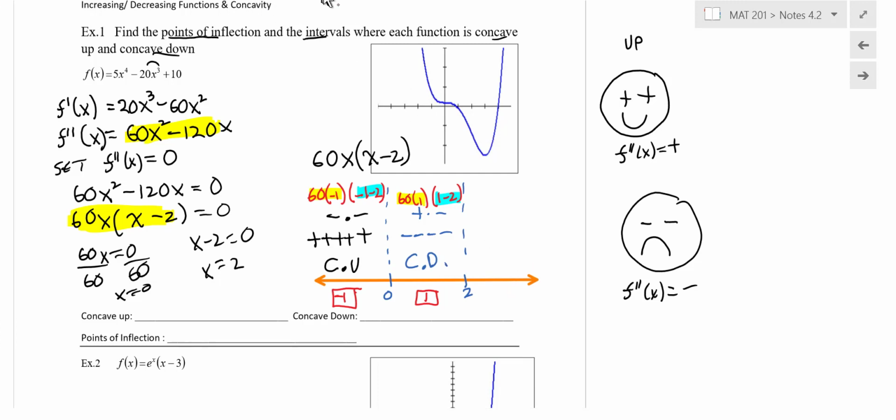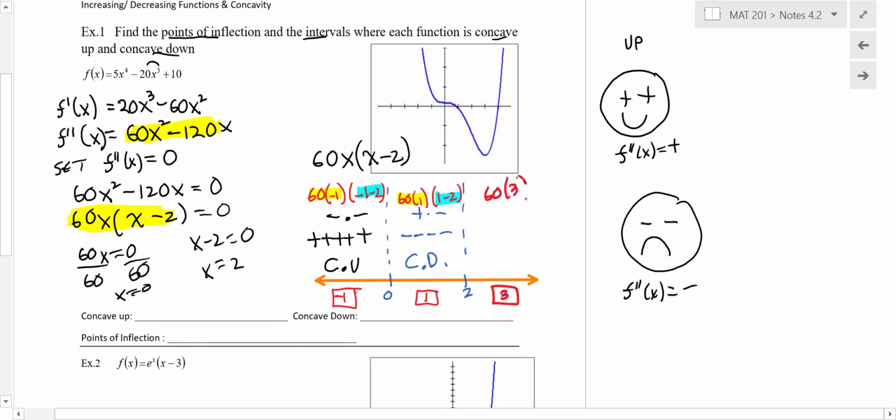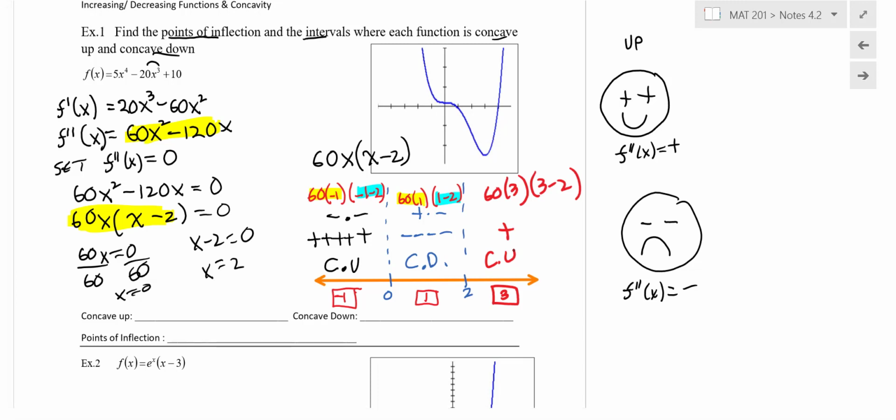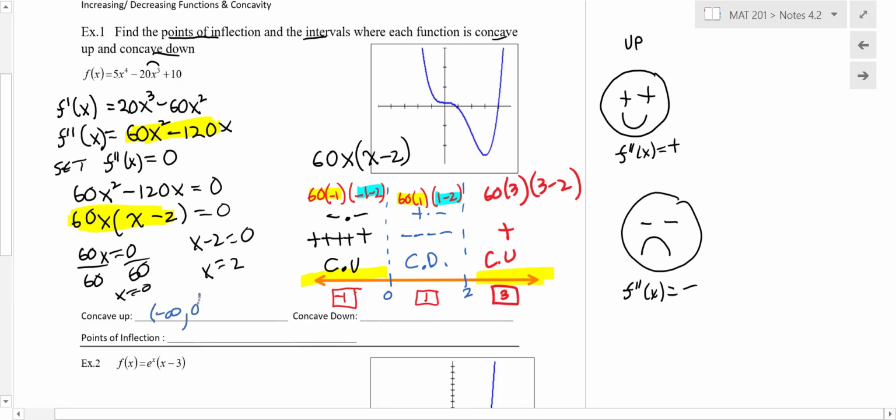And then the last thing we'll do is let's take a number bigger than 2, like 3. So we'll have 60 times 3, 3 minus 2. If you work that out, that's going to be positive. So that means you're back to concave up, like that. Okay? All right. Now, what we have on this then is we write intervals just like we did increasing and decreasing. So concave up occurred in these two places that I'm highlighting, and you use open intervals. So we would say negative infinity to 0 would be the first place you're concave up, and then from 2 to infinity, so you can write that interval like that.